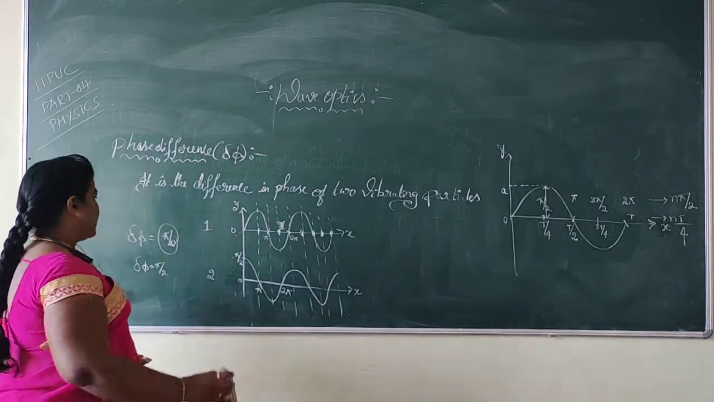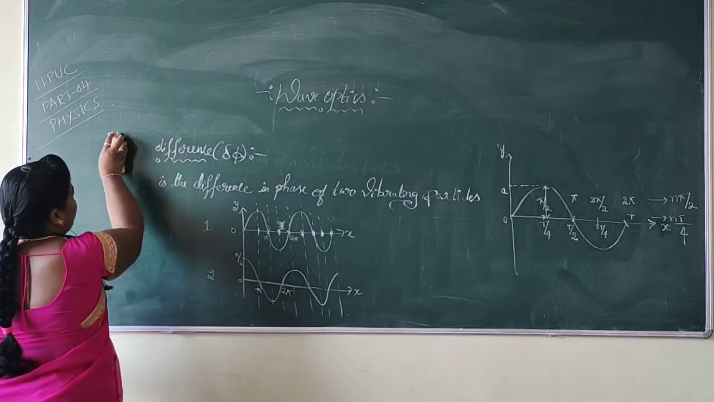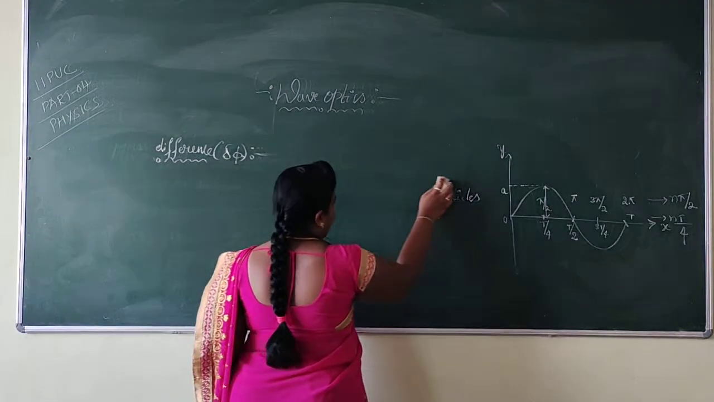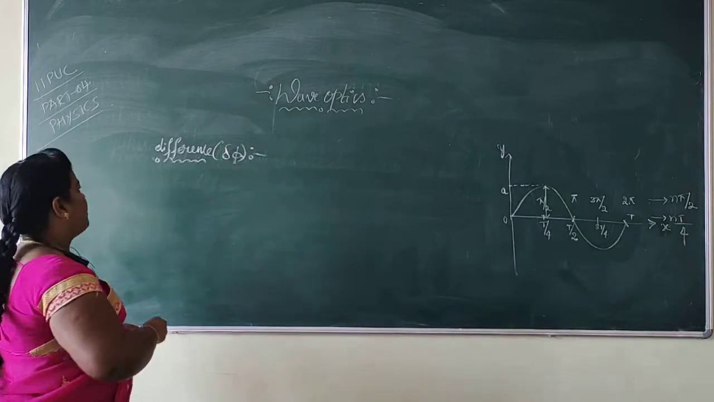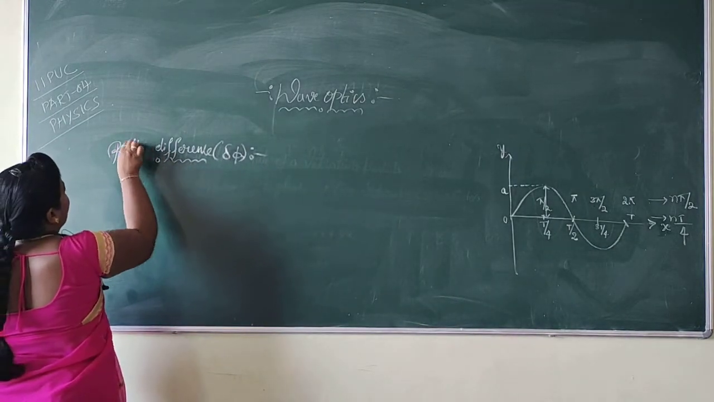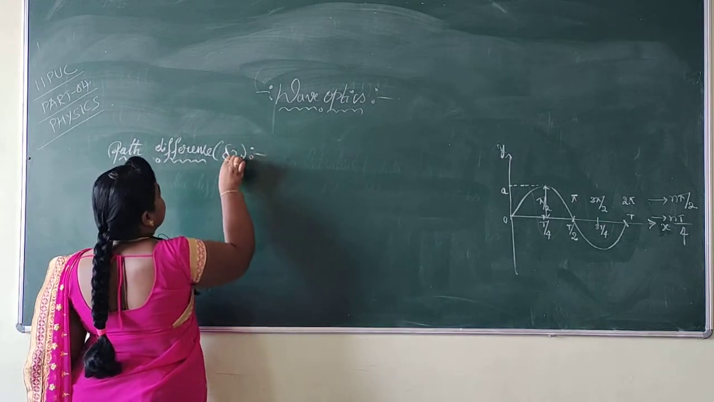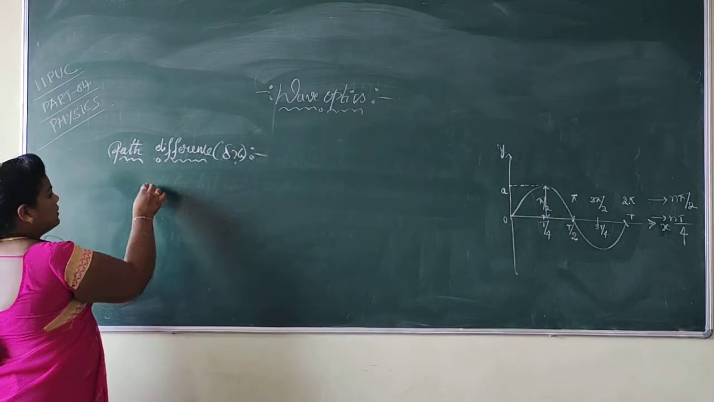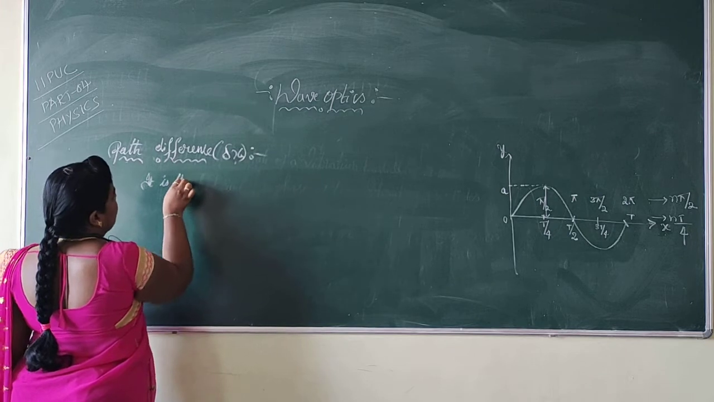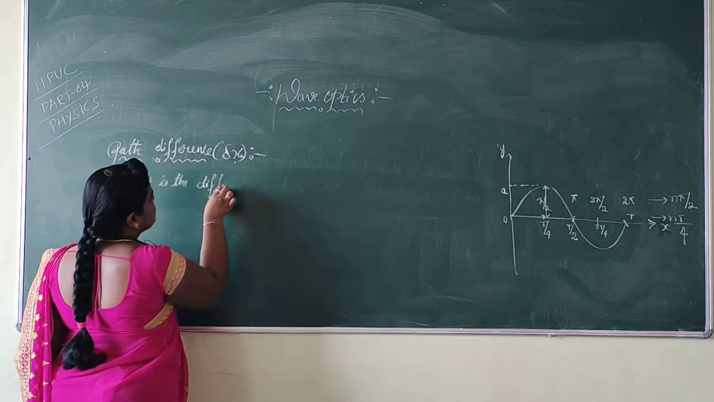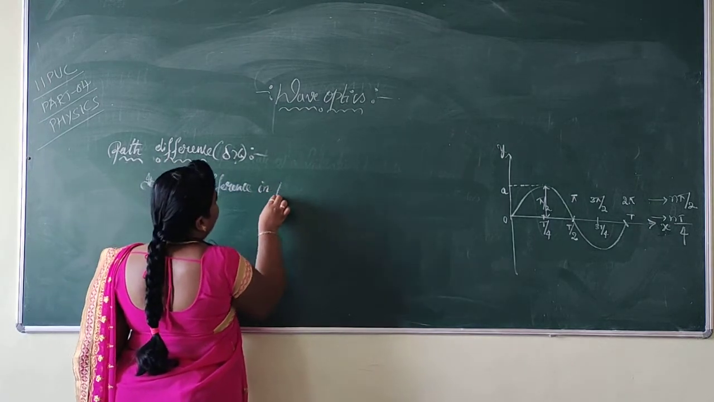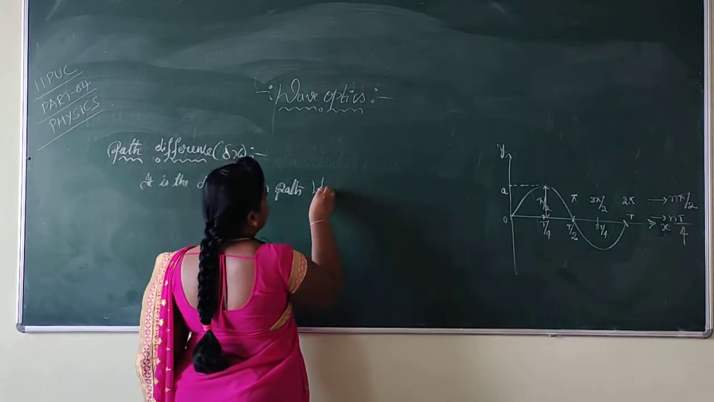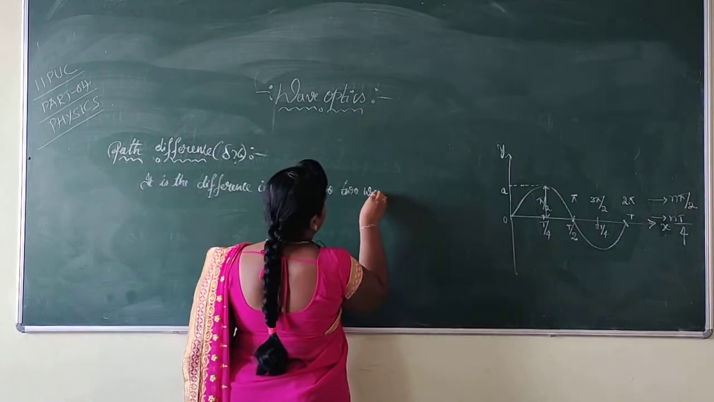Now let us move to the path difference. Path difference is represented by the symbol delta x. Then how to represent the path difference? Path difference is the difference in path between two waves. So how to represent this?